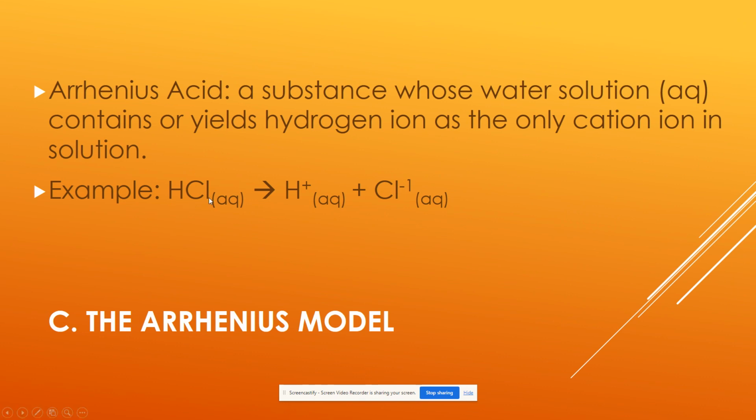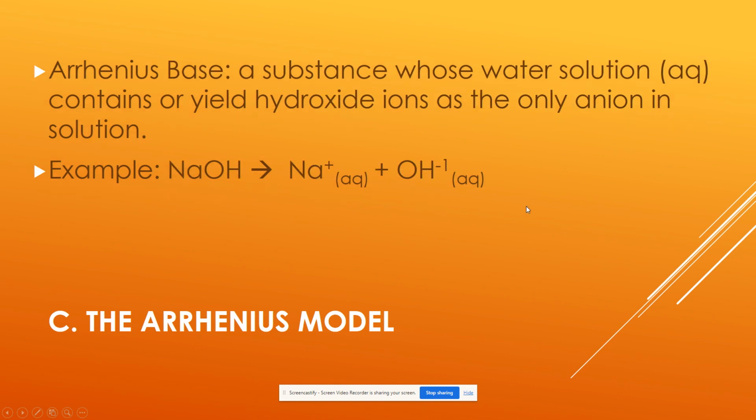So here we can see HCl. This is the dissociation equation of HCl, where hydrogen chloride, or hydrochloric acid, I should say, dissociates, breaks apart into the hydrogen cation and chlorine. Because it has this hydrogen ion present, that means it is an acid. On the other side, an Arrhenius base is one in which it forms a hydroxide anion.